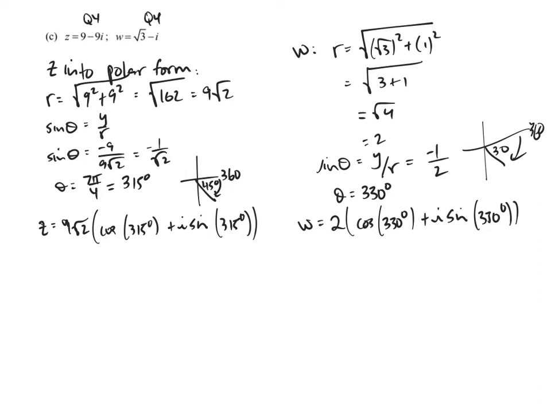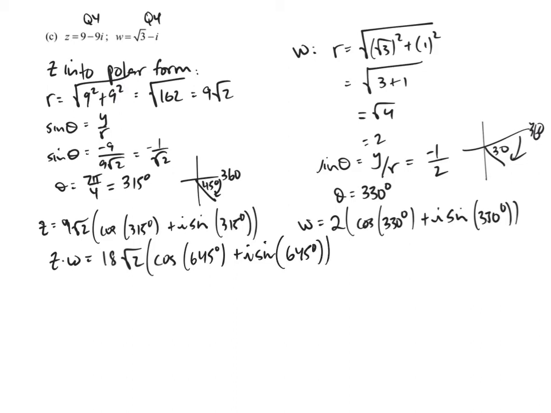Okay, so now that I've done that, I'm ready to use my formula to get z times w. So z times w is going to be 9 square roots of 2 times 2, and so that's going to give me 18 square root of 2, multiplied by cosine of, and then I'm going to add these angles together. And so if I add those angles together, 315 plus 330 is going to give me 645 degrees plus i times the sine of 645 degrees.